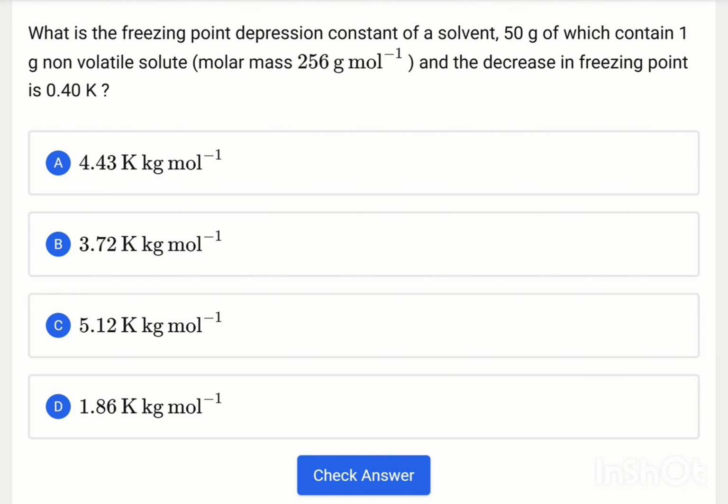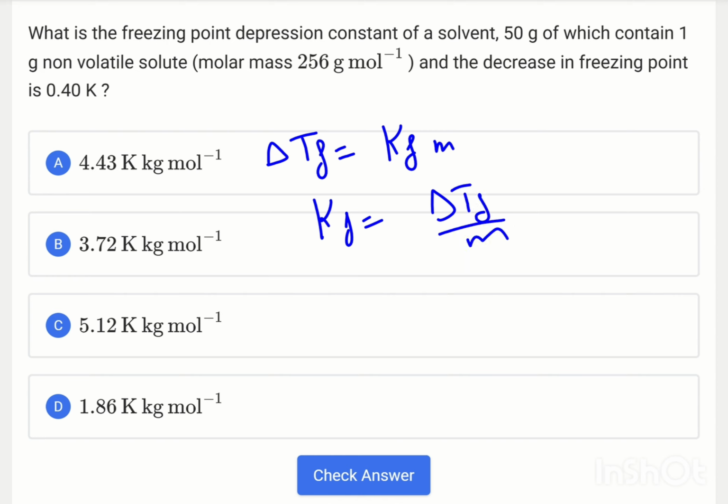What is the freezing point depression of a solvent, 50 gram of which contains 1 gram non-volatile solute? Decrease in freezing point is 0.040. Generally for freezing point we have learned two values, 5.12 and 1.86. So C or D may be our answer. Let us solve it. We know delta TF is equal to KF m. We need to find KF. So KF is equal to delta TF upon m, right? It is freezing point, yes.